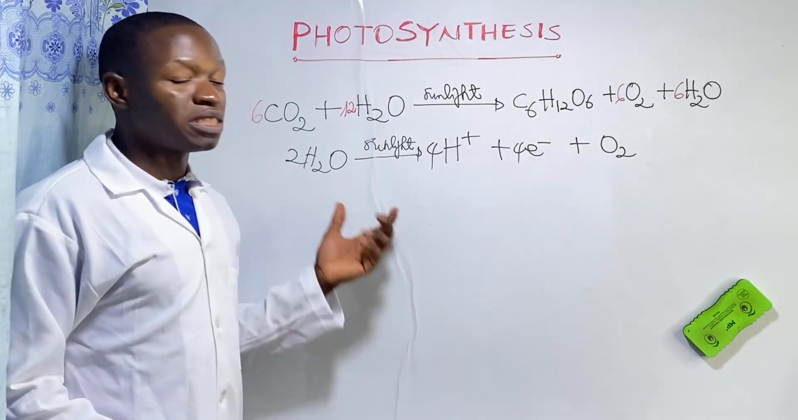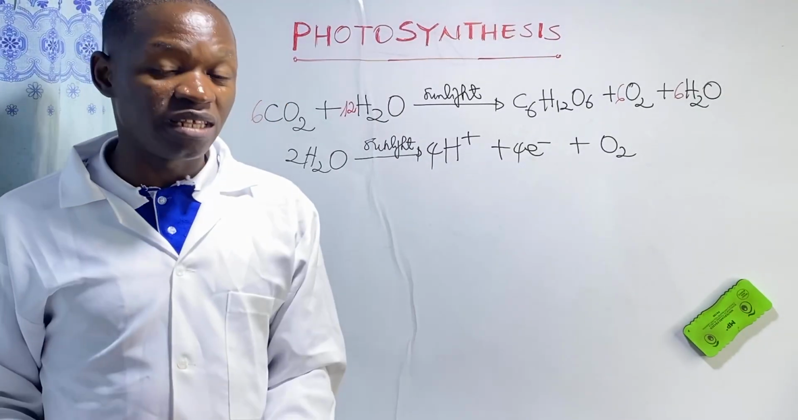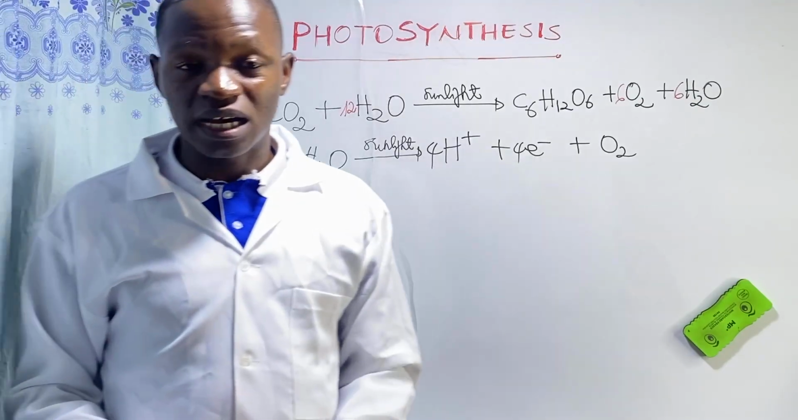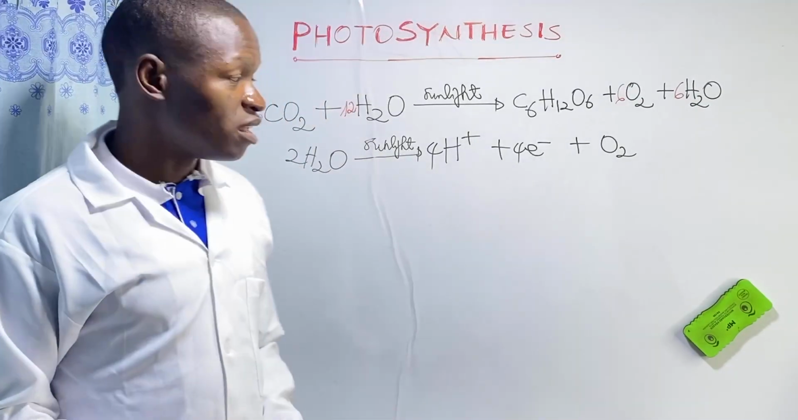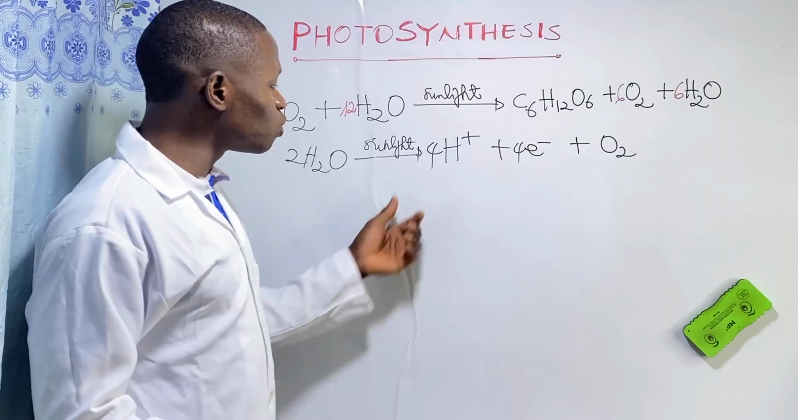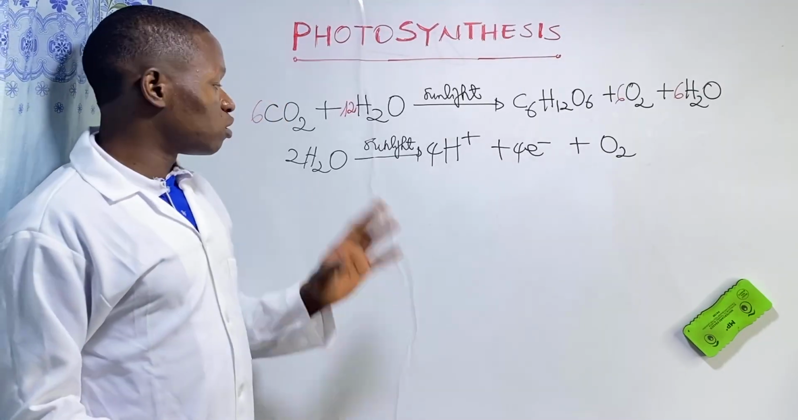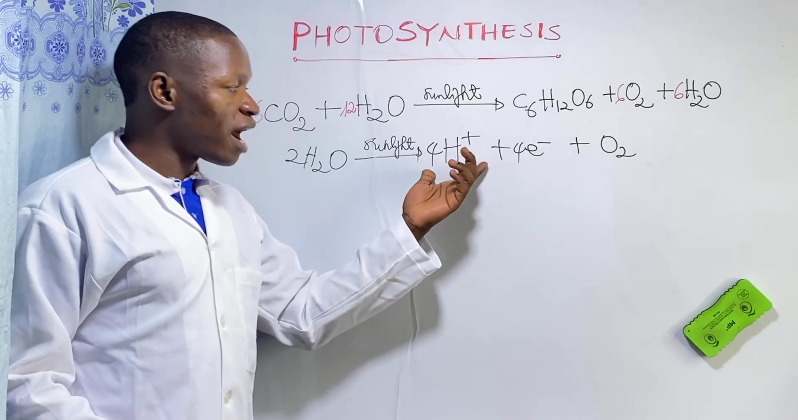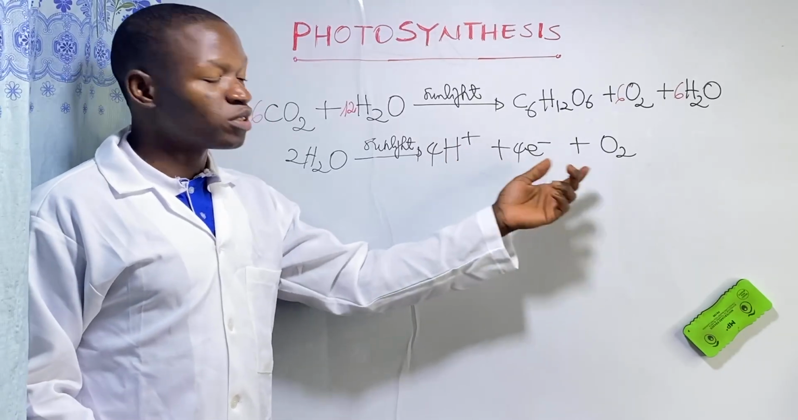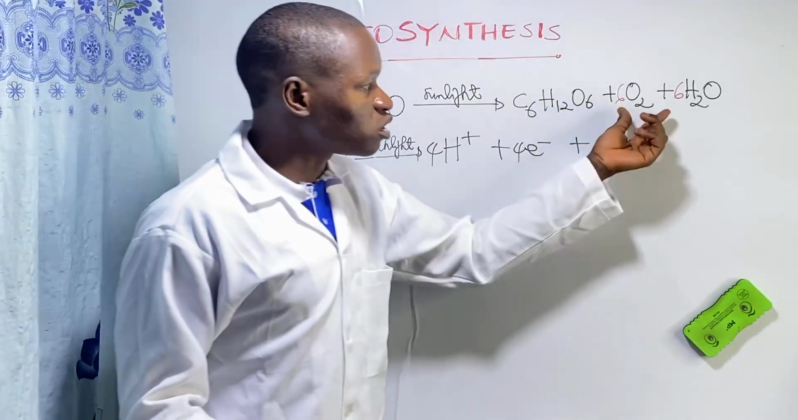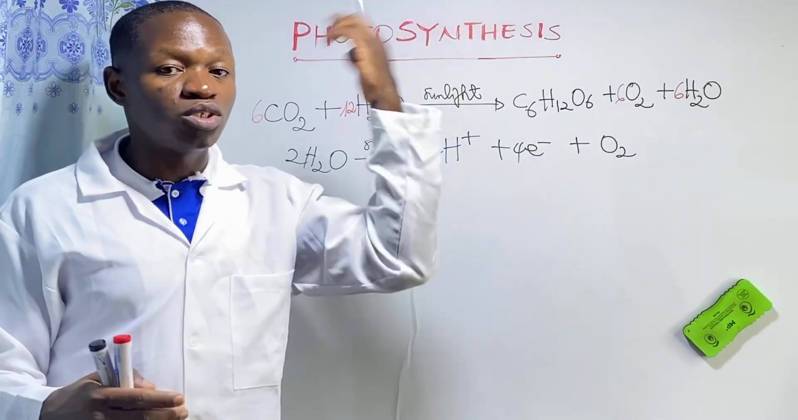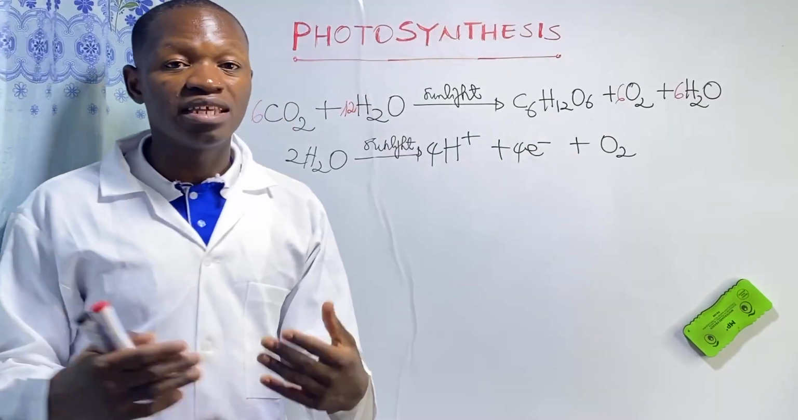This reaction typically takes place at the thylakoid membranes of the chloroplast of the plant cell. So light dependent reaction does what? It splits water by photolysis to produce hydrogen ions, electrons, and oxygen. This oxygen produced here is produced right from the light dependent reactions.